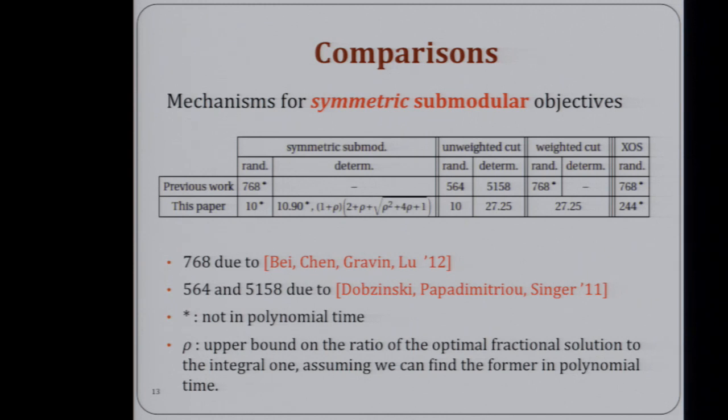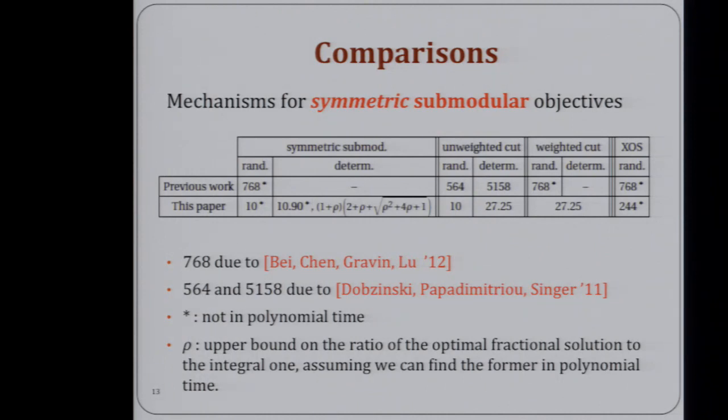If you want deterministic algorithms, then we can get an exponential approximation. And if the problem admits an LP relaxation with an upper bound on the integrality gap, and rho is the upper bound on the integrality gap, then you get this expression as your approximation. And that's in polynomial time.